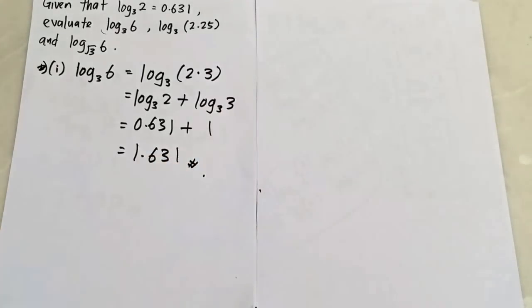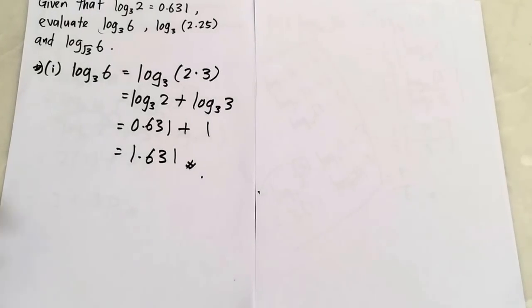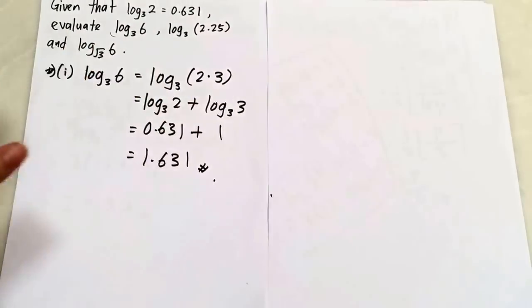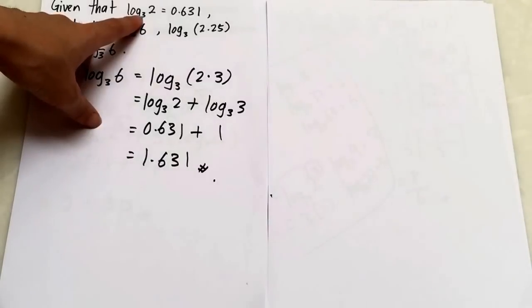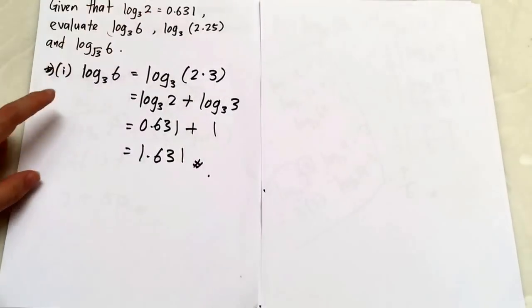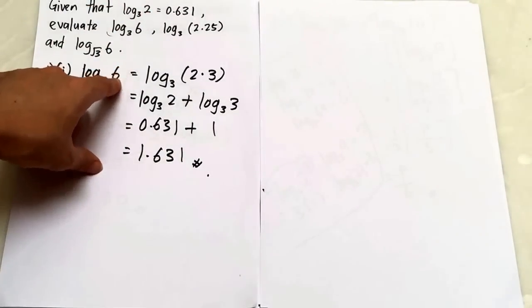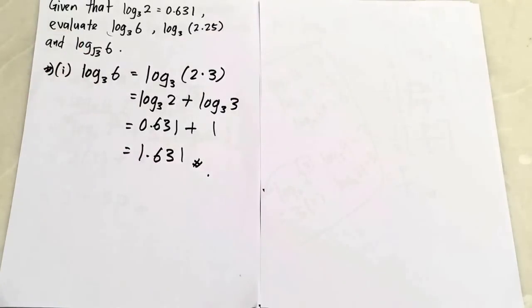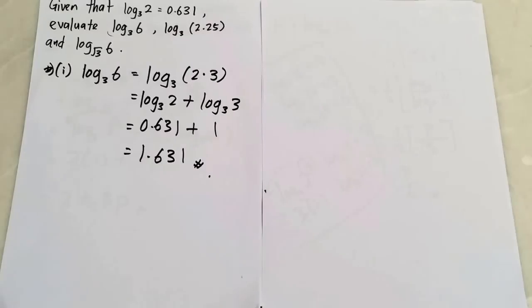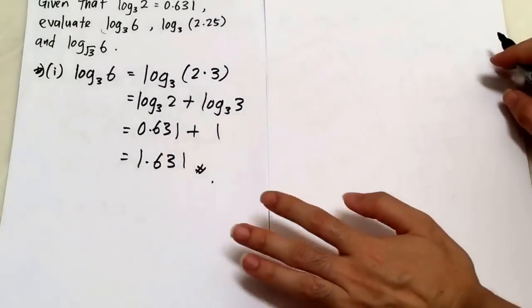Alright, it's not that bad. But why did I change to multiple 3? Because I want to get log base 3 of 2. I need a 2 here. And the first thing that comes to my mind for 6 is 2 multiple 3. It's something like common sense, but you must get the idea. Alright, for the second one.